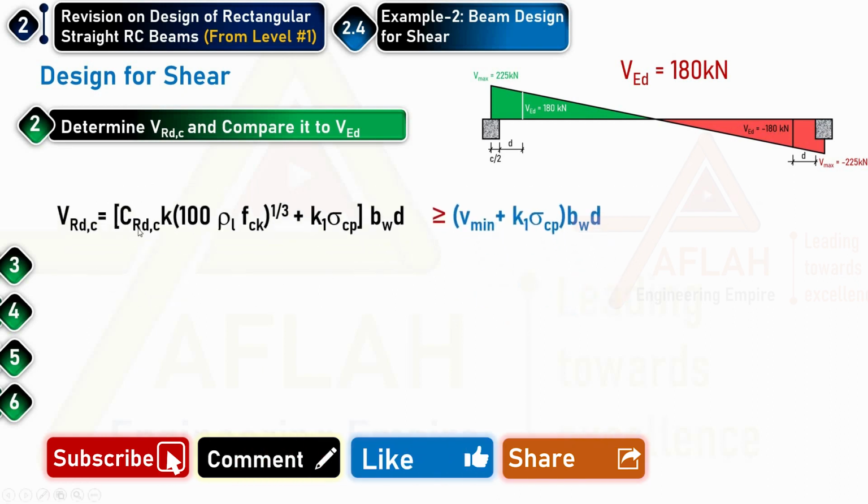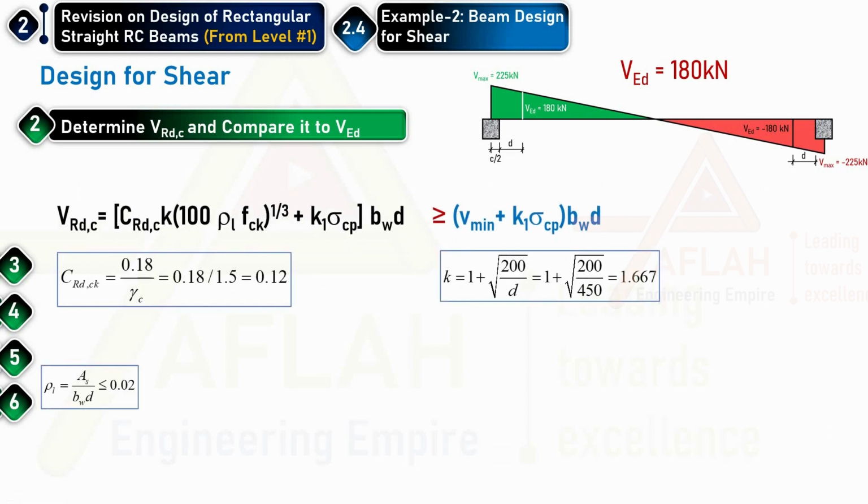Now, CRDC is given and C is given. Everything is calculated with these given formulas. CRDC is given by these formulas. 0.18 divided by this is the factor of safety. So we get this. K is found by this, depth 200 divided by depth, radical, plus 1. You get this. Now this is the ratio of the reinforcement.